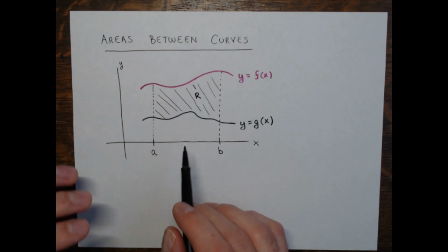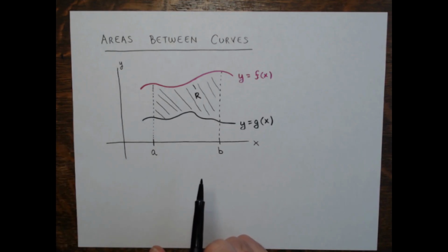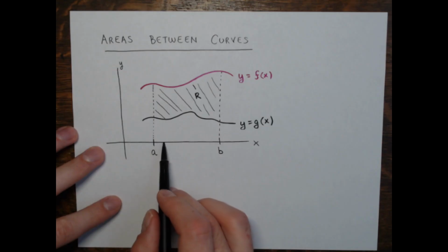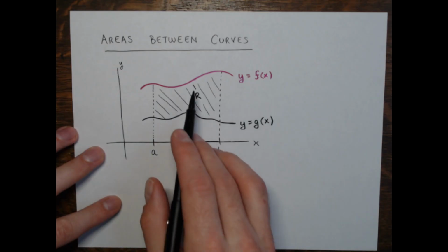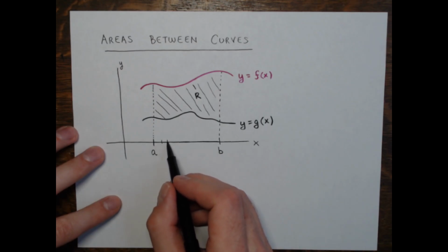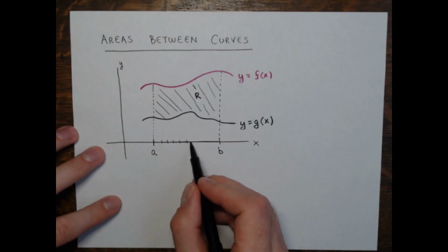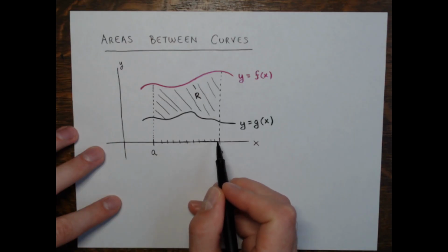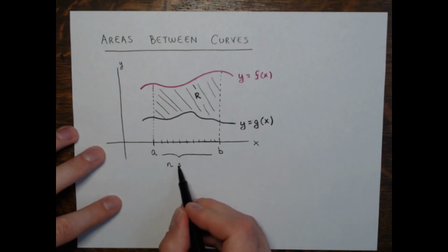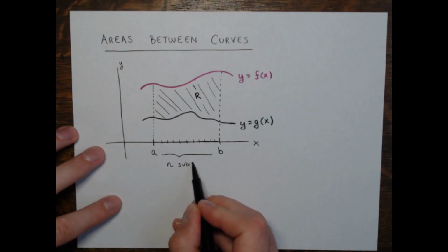So I'm going to set up a little Riemann sum. All right, where remember the setup for areas under just a single curve. So I'm going to break this interval up into n pieces. So again, here we have, say, n subintervals.